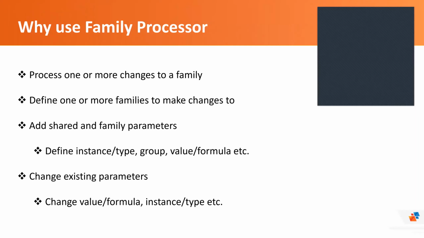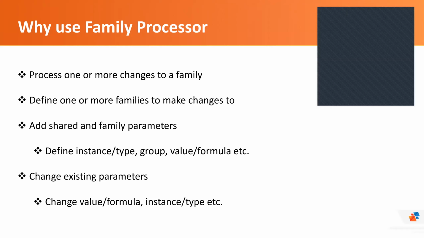So some of the options that this Family Processor can do is you can process one or more changes to a family. So if you want to input multiple shared parameters, that is your standard, you can do that. If you want to make multiple changes, like change parameters from a company's or a manufacturer's parameter, but to one that works with your own specific schedules inside your project, you could also do that.